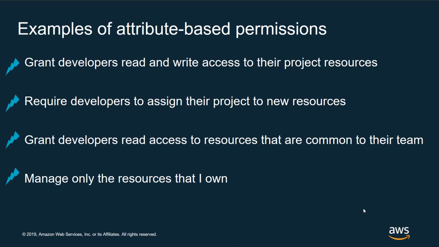Next is you require developers to assign their project to new resources. So, for example, if you're creating new project resources like adding a new EC2 instance, as I mentioned earlier, then you can force your developers to specify a tag when they actually launch or create new EC2 instances. This will make sure that any new resource created in your environment has a tag. And now, because your access control permissions are based on attributes, the permissions will automatically apply and you will get access to those resources. Grant developers read and write access to resources that are common to their team.